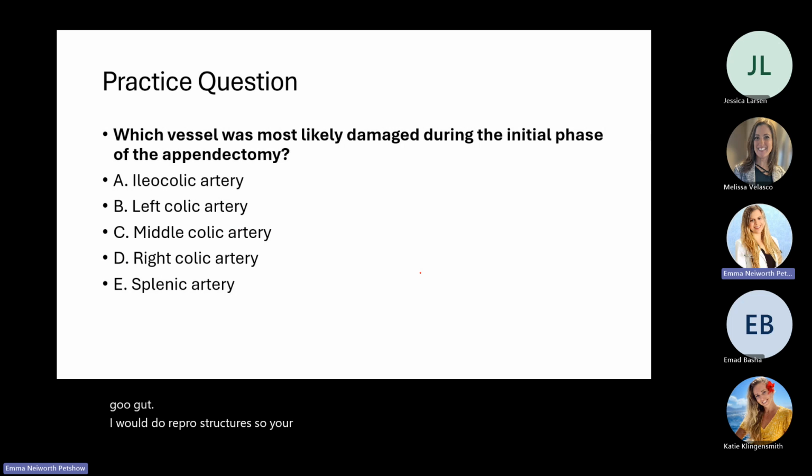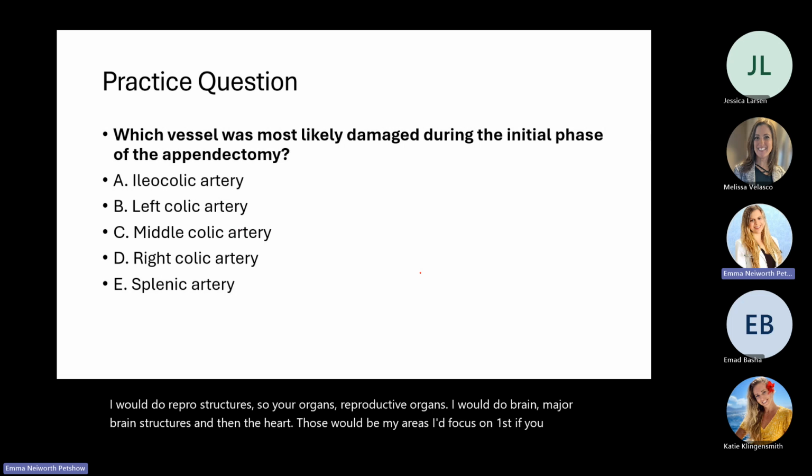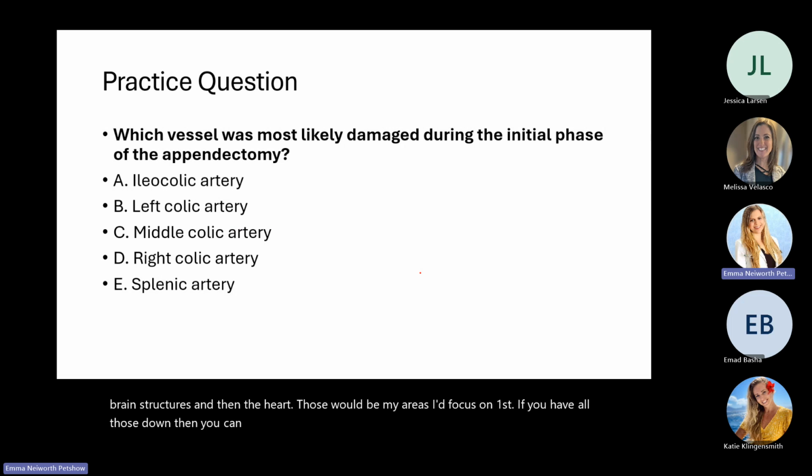I would do brain, major brain structures, and then the heart. Those would be my areas I'd focus on first. If you have all those down, then you can go muscles, skeletal muscles. But that'd be secondary after you know your organ suppliers.